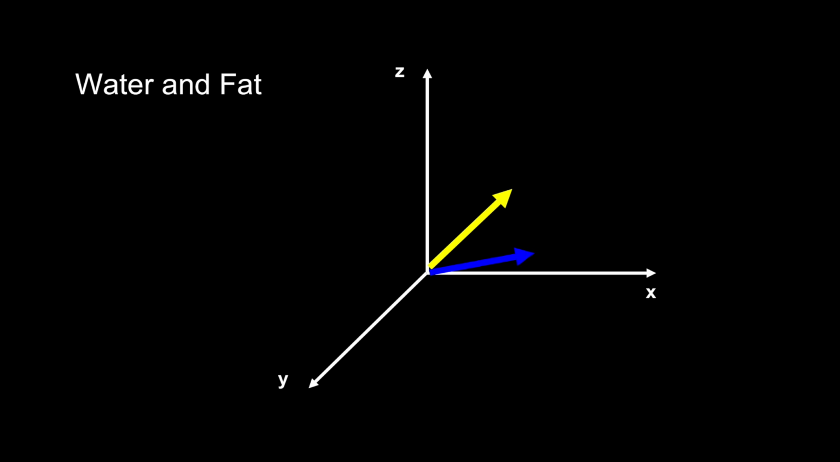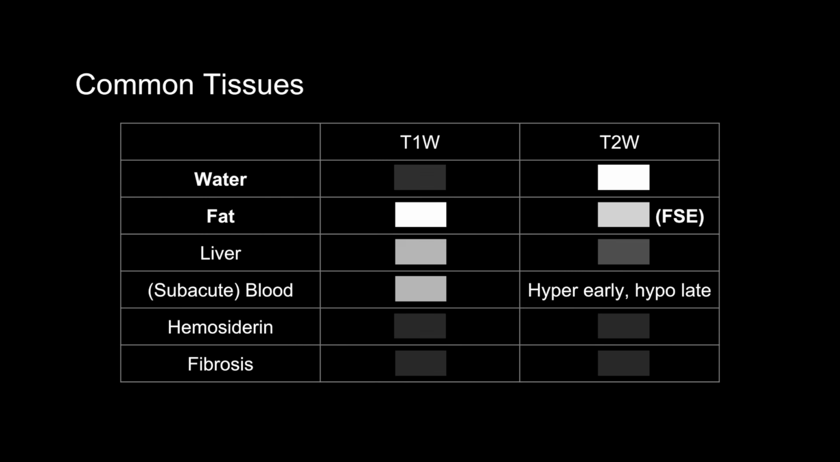Similarly, it takes a long time for the T2 signal of water to decay, so you maintain your water signal on T2 images for a long time. On T2 weighted images, water looks very bright. Fat is a little more complex, so we won't talk about fat on T2 for now. What about all of the other tissues? What are they going to look like on MRI?